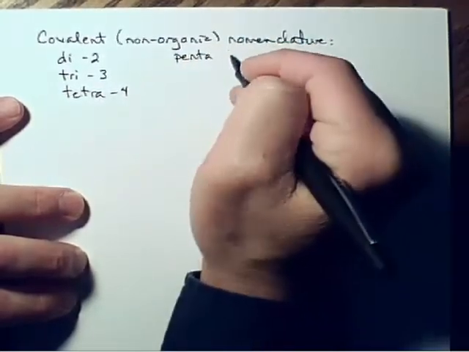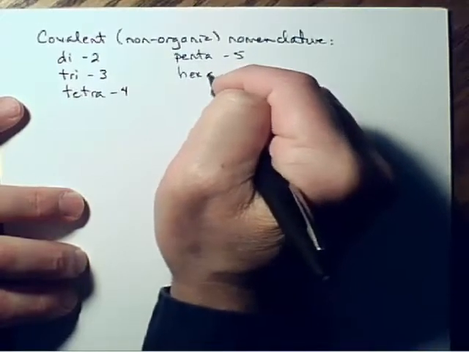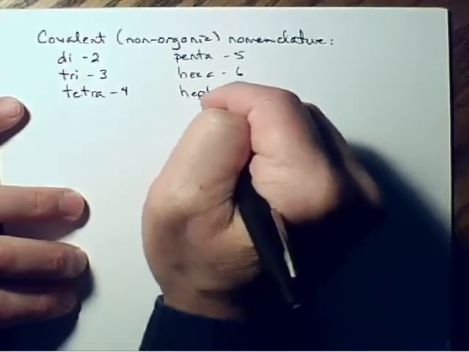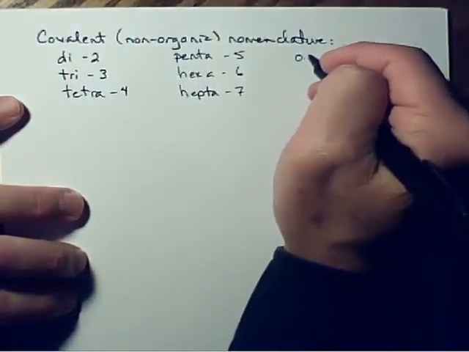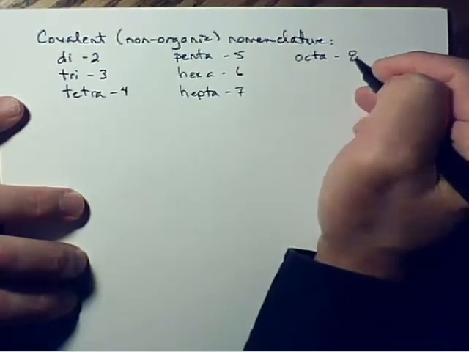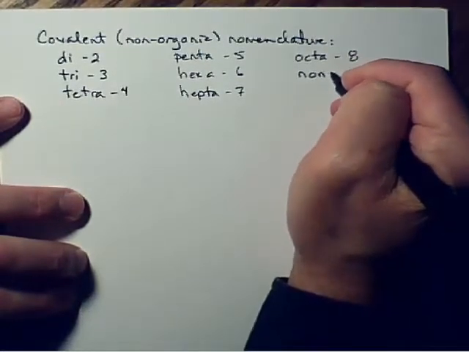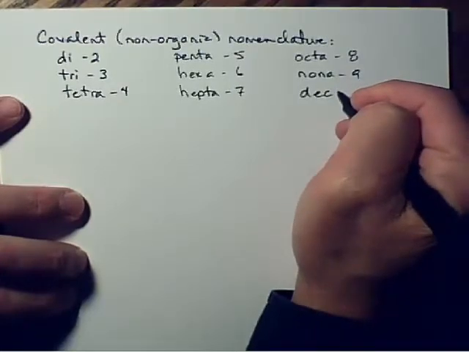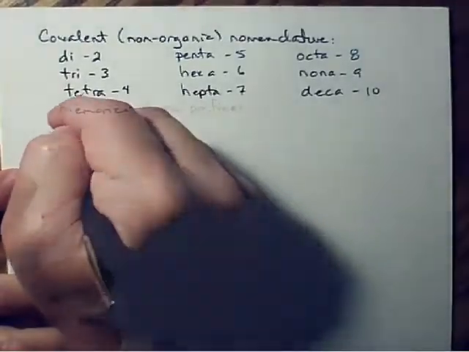Penta, like the pentagon, that's 5. Hexa, that's 6. Hepta, that's 7. Octa, like an octopus, that's 8. 8 legs on an octopus. 9 is nona. And 10 is deca, like a decade is 10 years. So you need to memorize these.